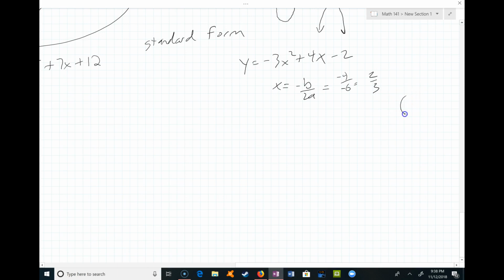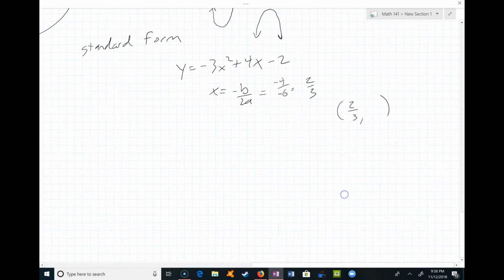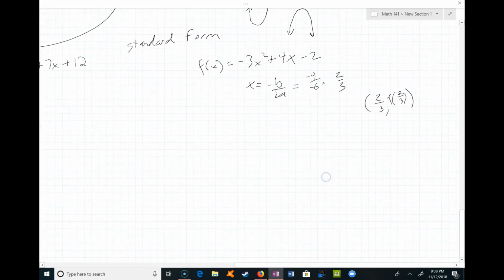So the vertex is located at 2/3 as the x-coordinate, and the y-coordinate would, of course, be f evaluated at 2/3. Let's change this to f of x. I keep forgetting to put it in function notation. Sorry about that, guys. So, let's find out what f of 2/3 is real quick.